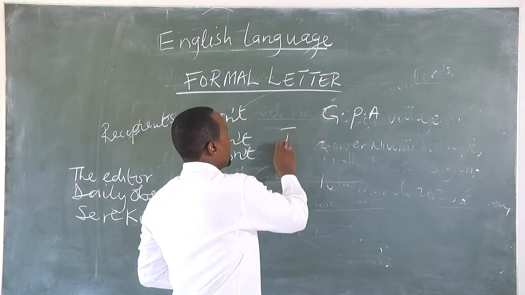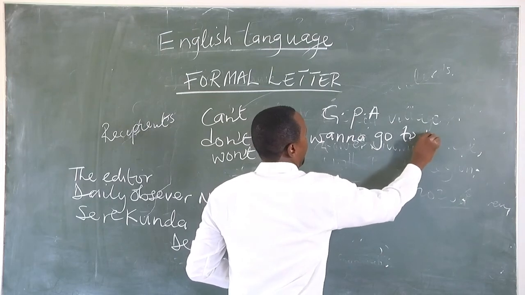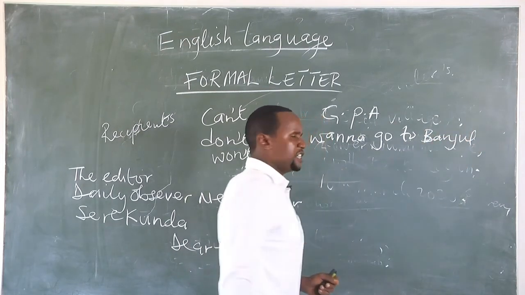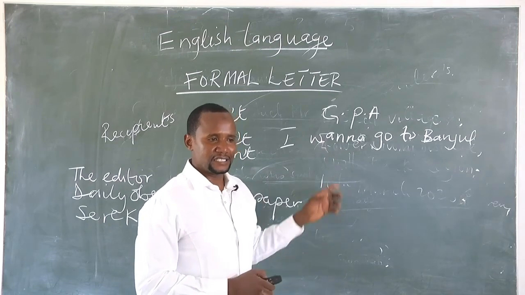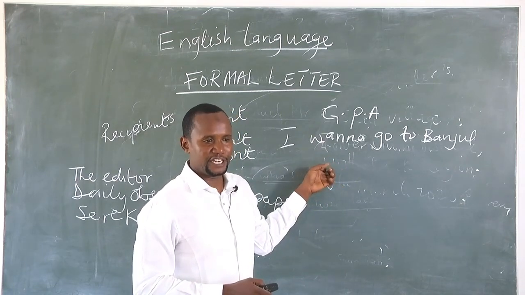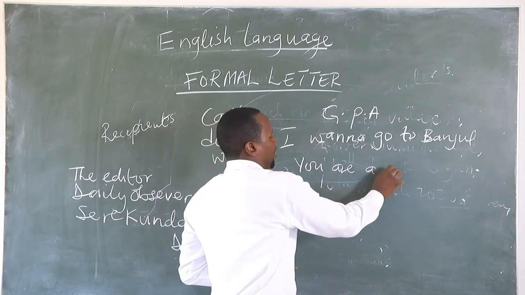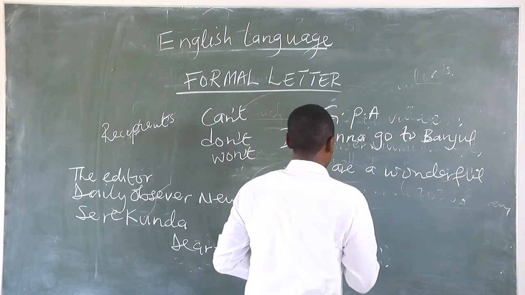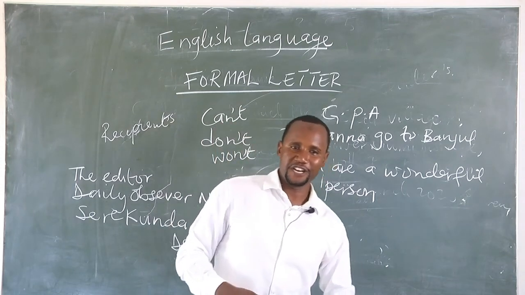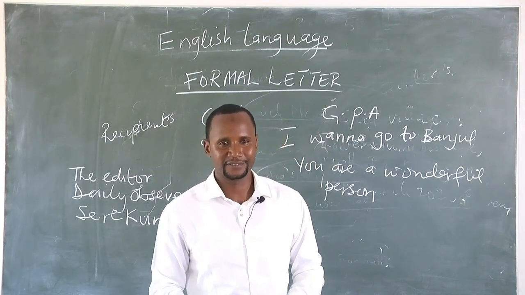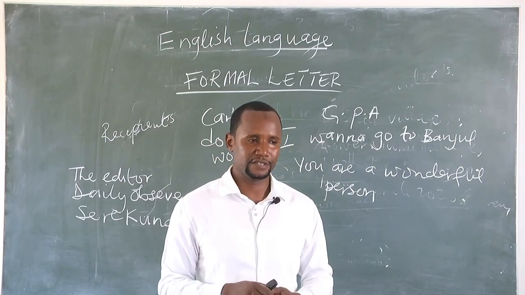Slangs like I wanna go to Banjul. Since we know that this letter is formal and this wanna go to is not formal English, so therefore this slang is not accepted and should be avoided. Jovial remarks meaning like you are a wonderful person. You are a wonderful person, or you are very kind, or you are a generous man. These are all jovial remarks that should be avoided when you are writing a formal letter.